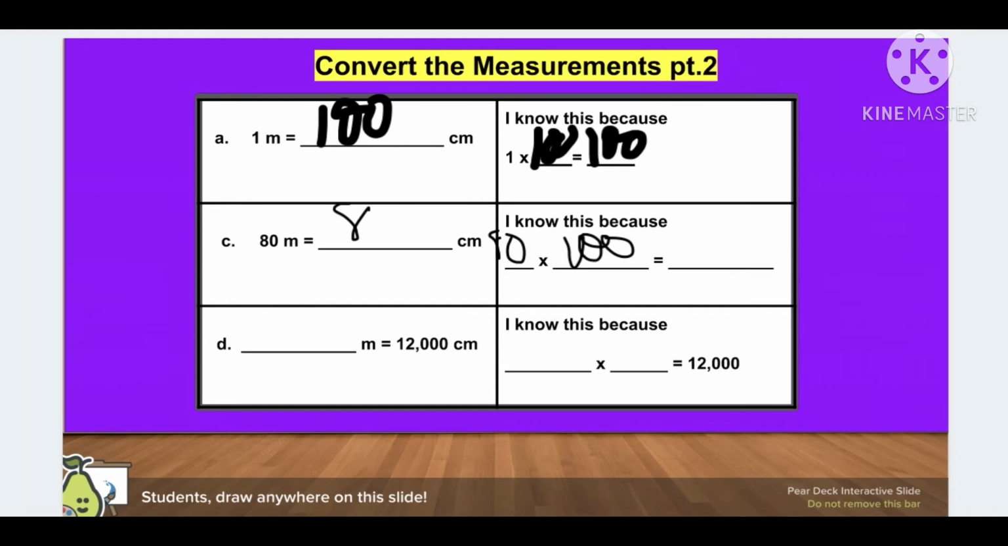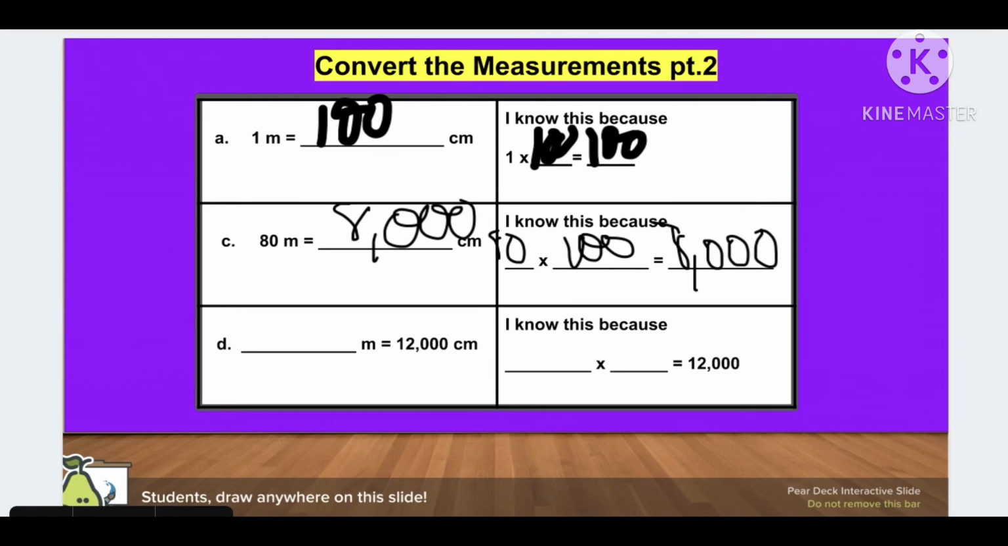Absolutely, yeah, 8,000. And I'm actually going to rewrite that, you guys, so that you're able to see. That might be a little bit better for you guys.